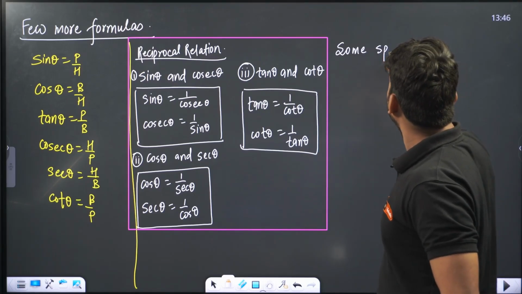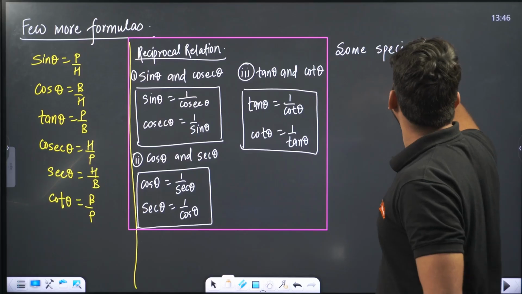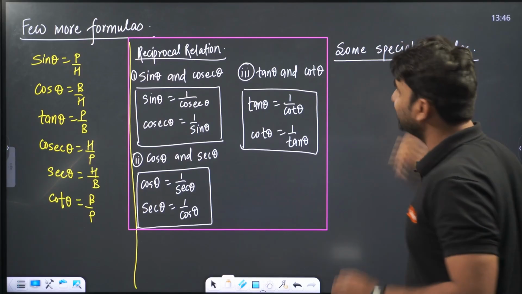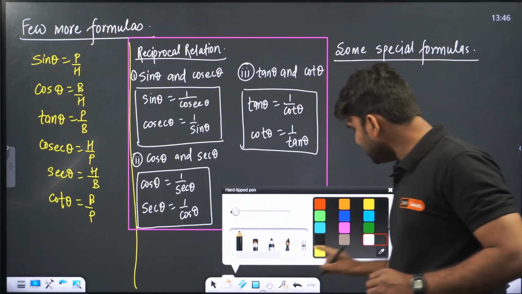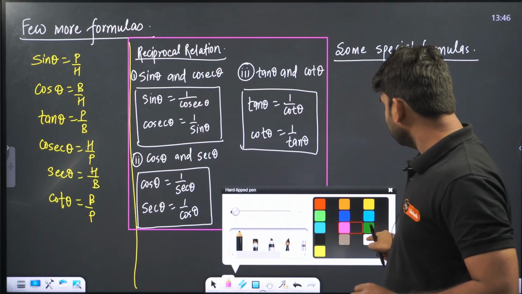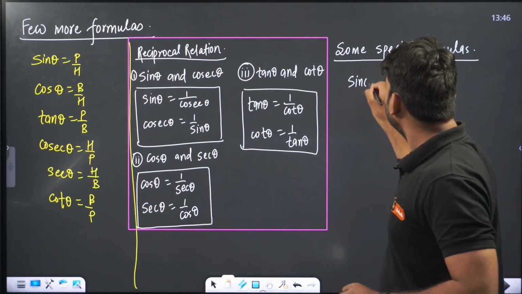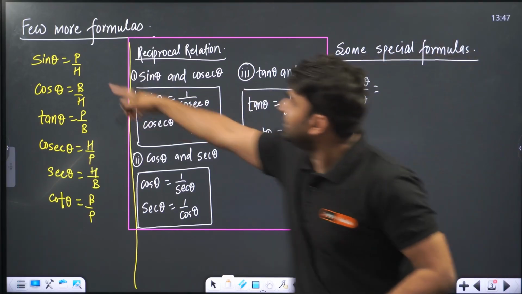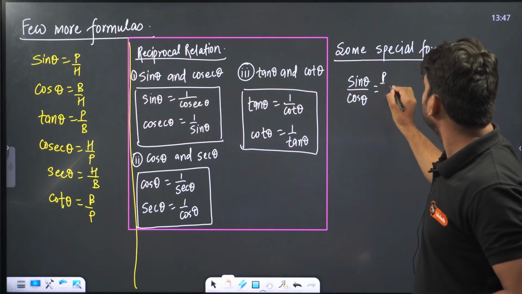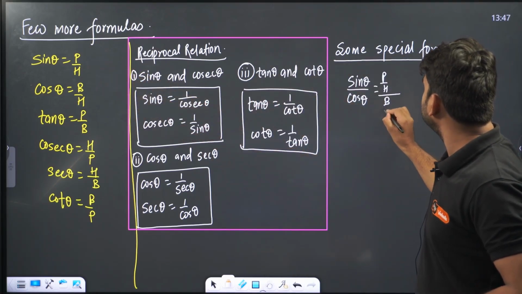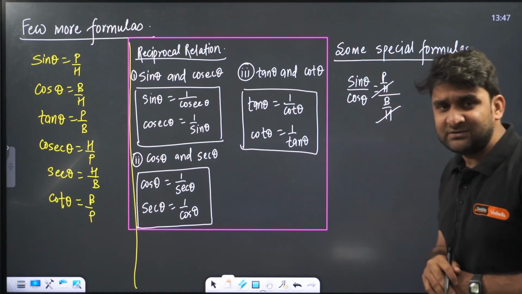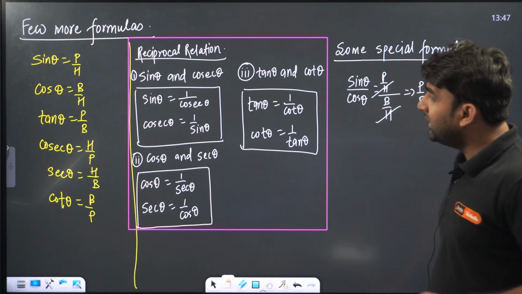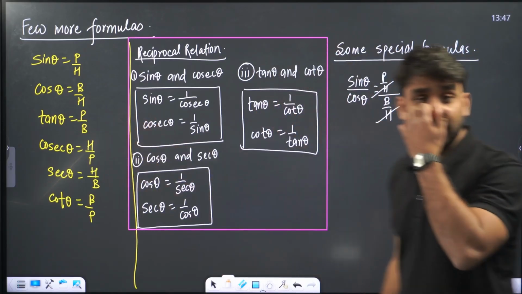some special formulas. Okay. So what are the special formulas? Listen everyone. The special formula here we have is, guys, sine theta divided by cos theta. Let's do this. What will come? Sine theta is perpendicular by hypotenuse and cos theta is base by hypotenuse. Hypotenuse cancel. So we have P by B, and dear, P by B is equal to tan theta.